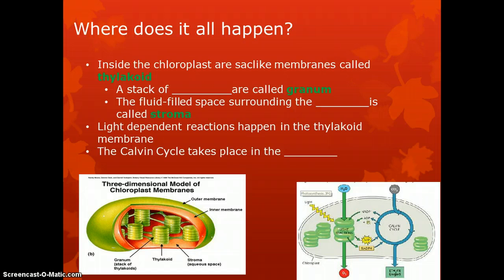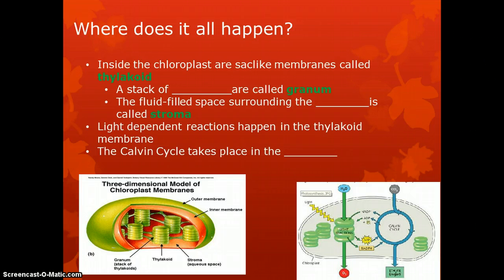A stack of thylakoids is called a granum. So each of the individual green pancake-looking structures is a thylakoid, and a stack of pancakes is called a granum. Thylakoids look green because they contain the pigment chlorophyll. And they look green because chlorophyll absorbs all of the colors of the rainbow except for green. It reflects that. These pigments are the ones that provide electrons to NADPH when the sun excites them. It's on the surface of these thylakoids where light-dependent reactions take place.